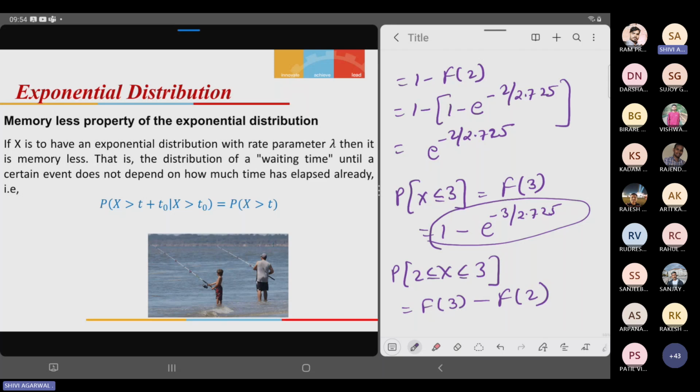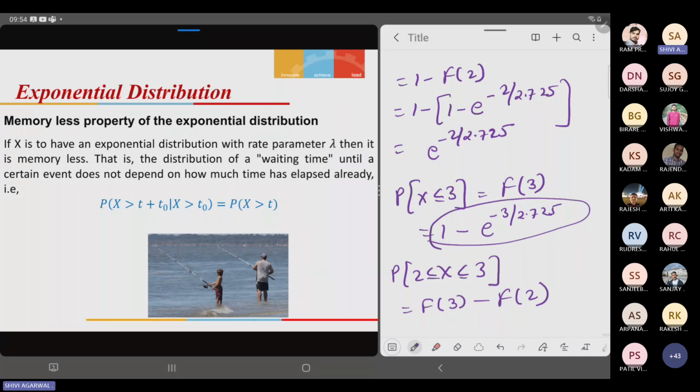Okay, I didn't mention one question here. I will do one more question in the next class. I will find one question from your textbook for the combination of the Poisson and the exponential.